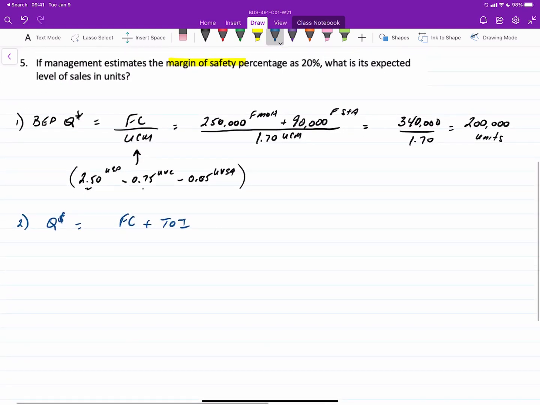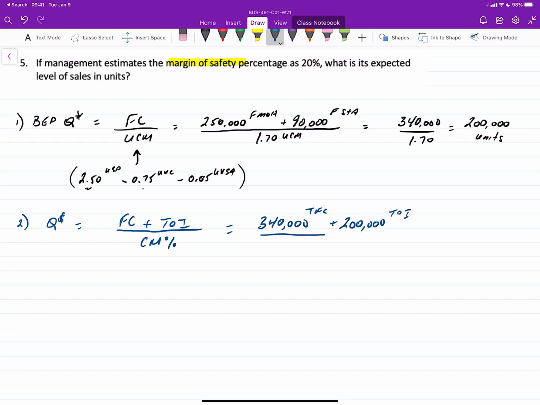And we treat that basically as an addition to the fixed cost on the top line. And we'll take that, we'll divide by the contribution margin percentage or contribution margin ratio. That'll get us straight to the dollars. Well, we know from the work we did up here that the fixed costs are $340,000, but now we're going to add the $200,000 target operating income. And we're going to divide that by some contribution margin percentage.